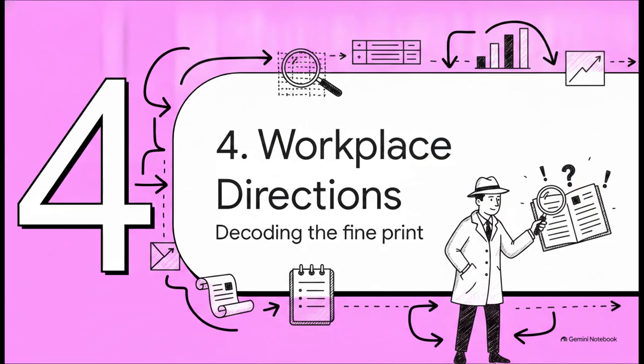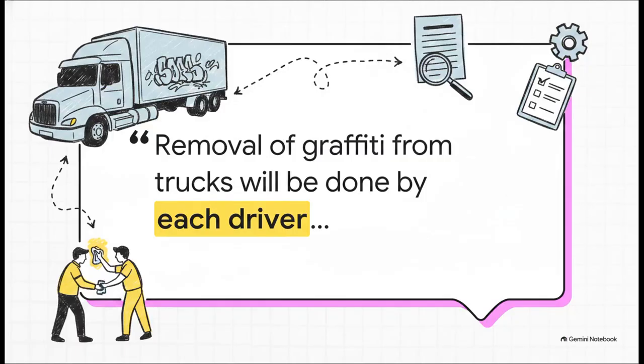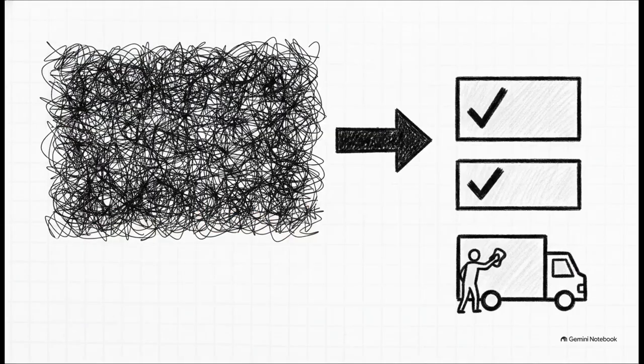Navigating workplace directions, decoding the fine print. All right, look at this wall of text from a workplace memo about graffiti removal. It is packed with specific protocols. Honestly, it's exactly the kind of corporate fine print that makes people just skim over it, which is incredibly easy to misinterpret if you aren't paying close attention. But a true data detective? They slice right through that jargon and break that dense paragraph down into actionable facts.